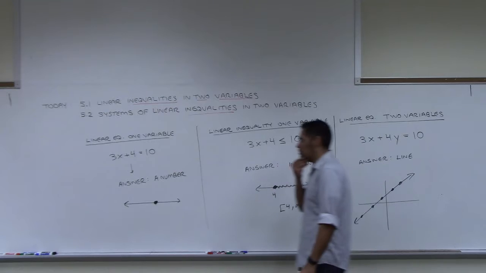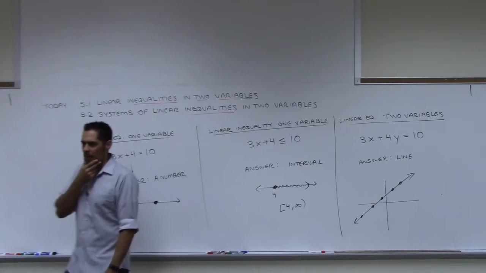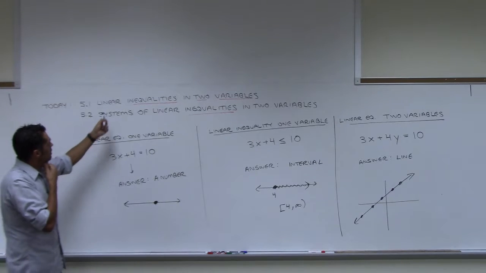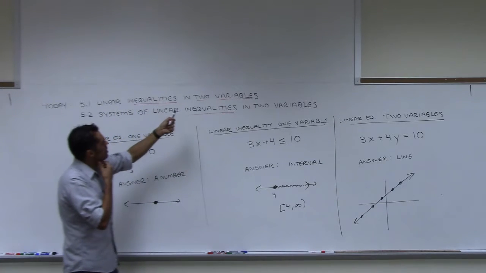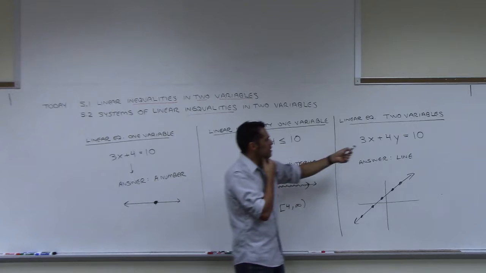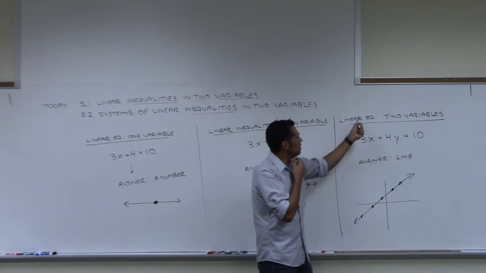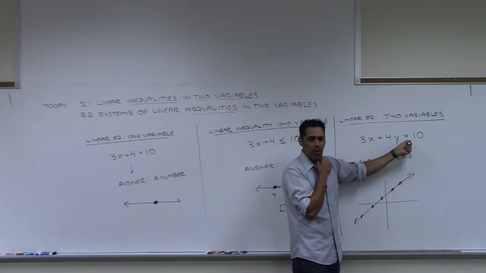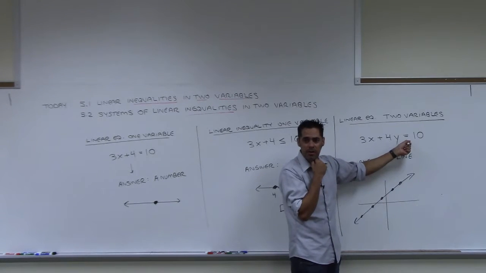All right, so what is today about? The beginning of today. Linear inequalities, two variables. That means we're going to take this, which was a linear equation in two variables, and replace this with an inequality symbol. We're going to try and figure out what that means and what the answers are.